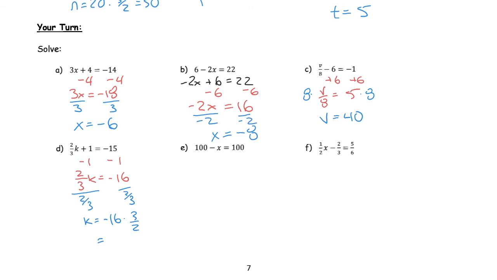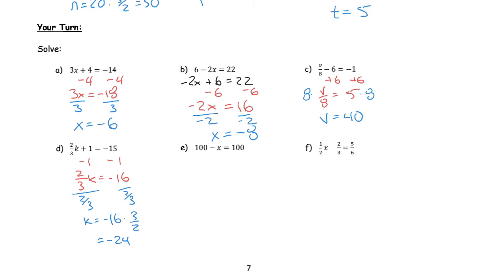Again, the way I think this one through is I see that -16 divided by 2 is -8. I do that division first because it simplifies the number, or the number gets smaller. Then I multiply by the 3. -8 times 3 is going to be -24.